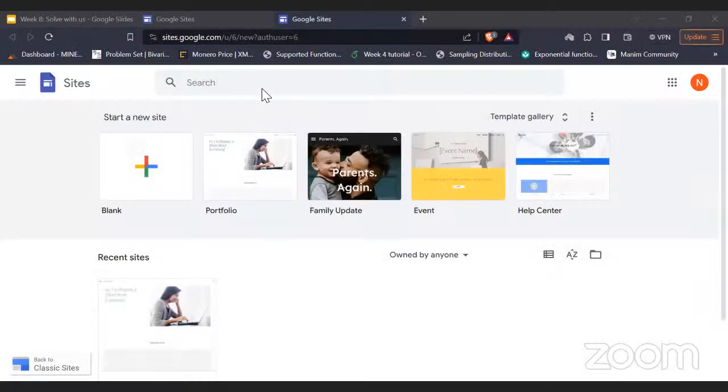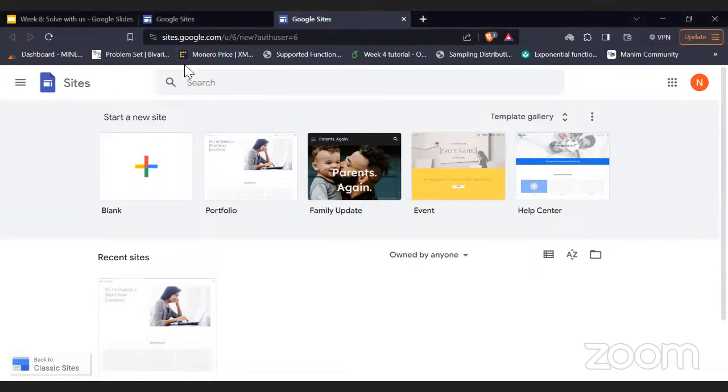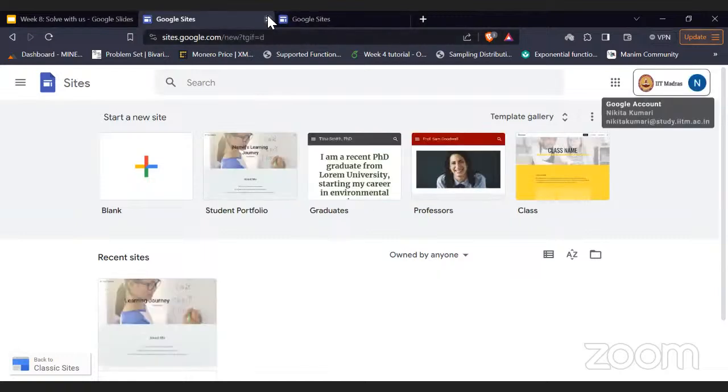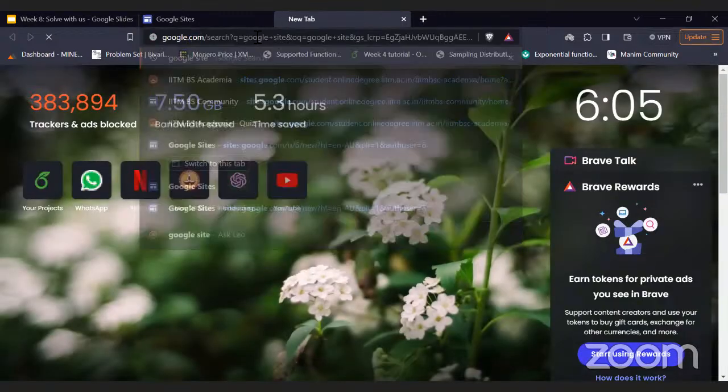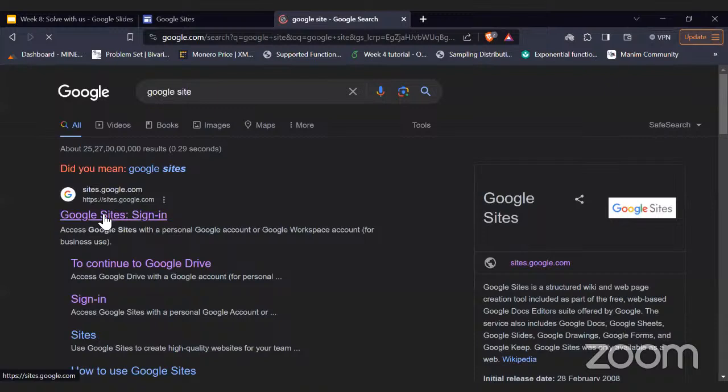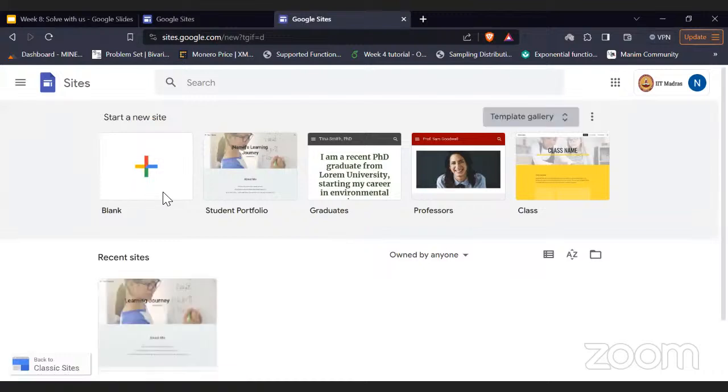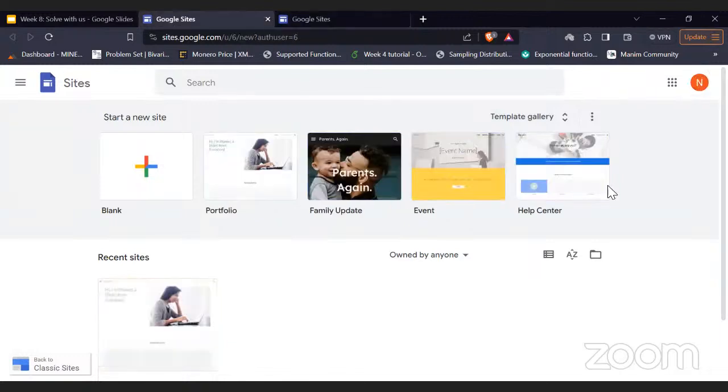Okay, now I will present my screen. I hope this is visible to you. What you have to do is go to Google Sites and click sign in. Since you don't have the student email ID, you sign in using the personal email ID that you used while registering for the IITM course. I have already logged in using my personal ID here.